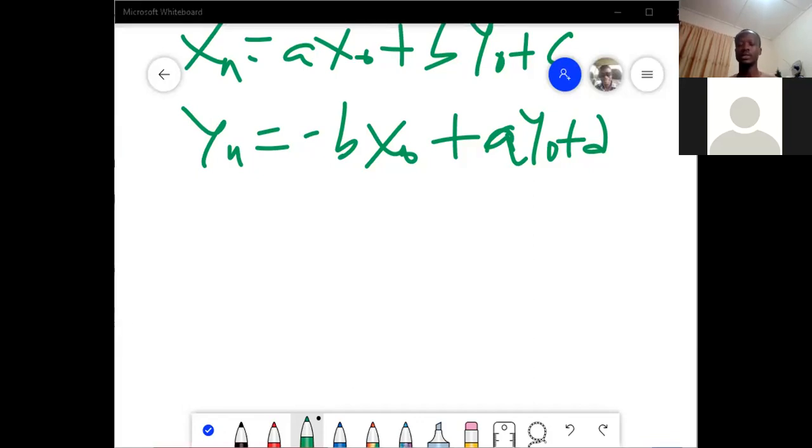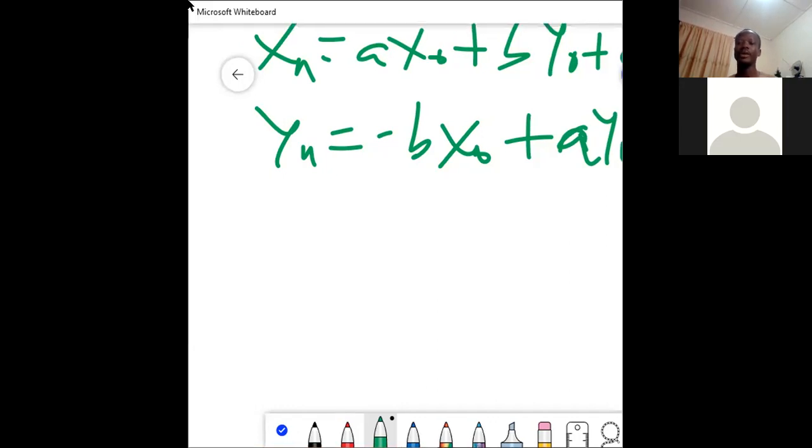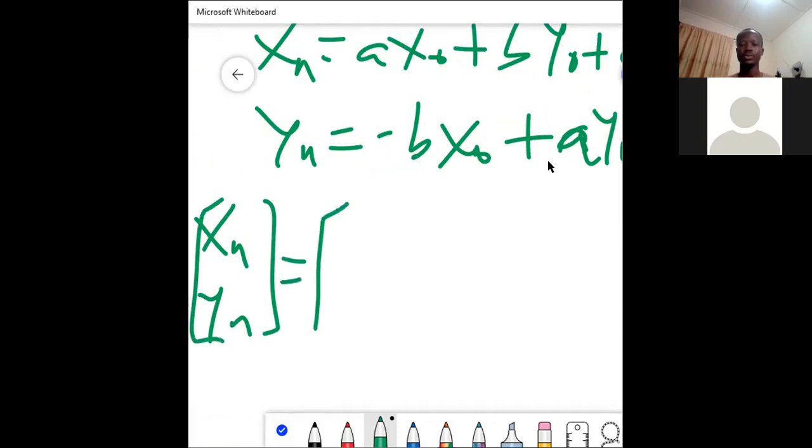All right, so you can see that we can actually write a matrix. Okay, get your Texas Instruments ready. Anyway, you can hardly hear what I'm even saying. So we can rewrite this whole expression in terms of matrices. Xn, Yn equal to x naught, y naught, 1, 0.